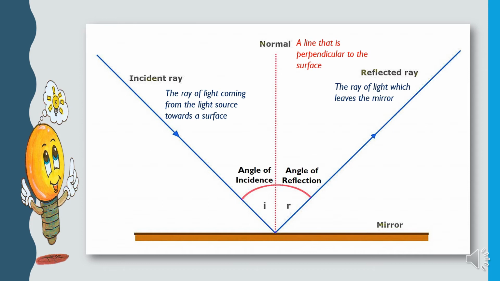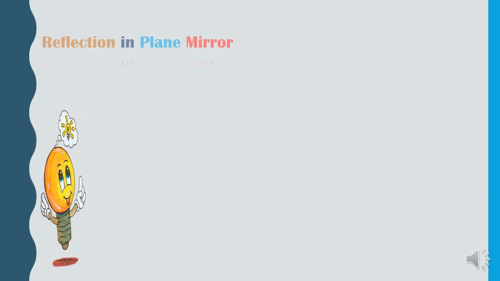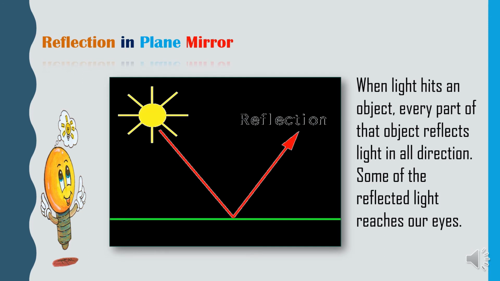The angle of incidence refers to the angle between the incident ray and the normal line. On the other hand, the angle of reflection refers to the angle between the reflected ray and the normal line. Reflection in plane mirror happens when light hits an object and every part of that object reflects light in all directions. Some of the reflected light reaches our eyes.